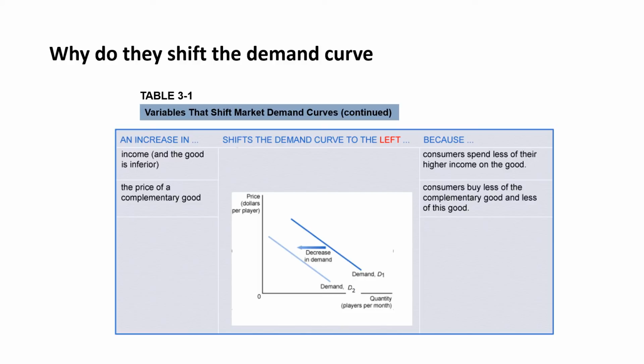The price of the complementary goods: over here, the consumers buy less of the complementary goods and less of these goods. So this will cause a shift to the left because there is an increase in the price of the complementary goods. They will stop buying your product because they will move to the second product.